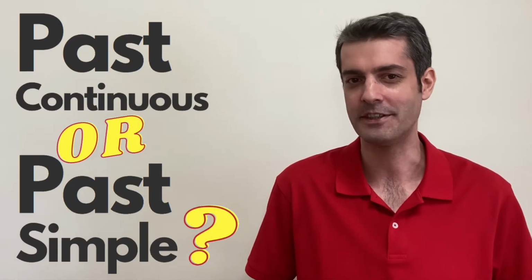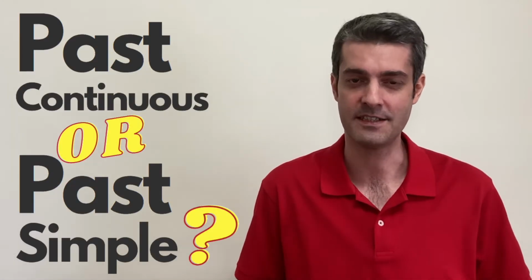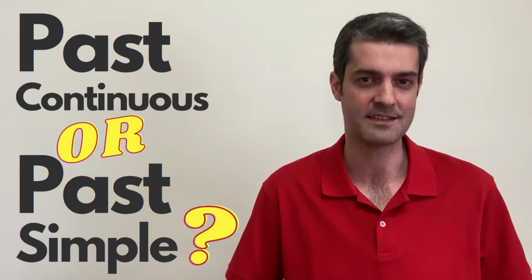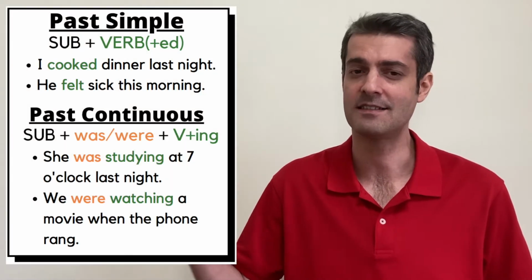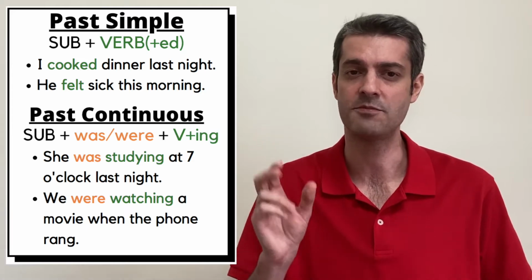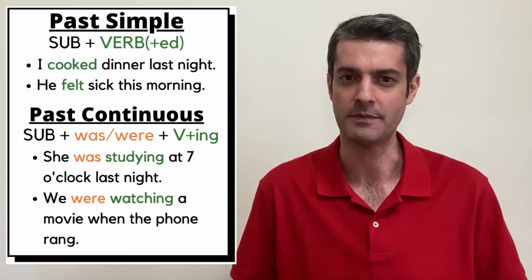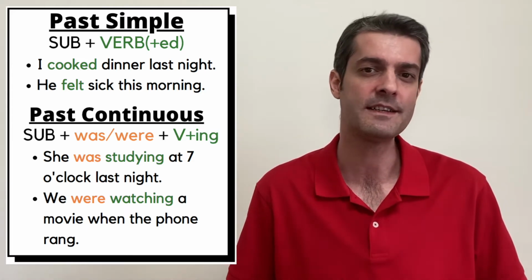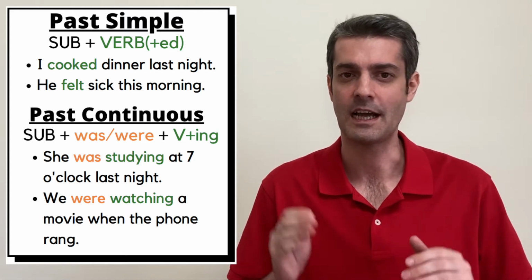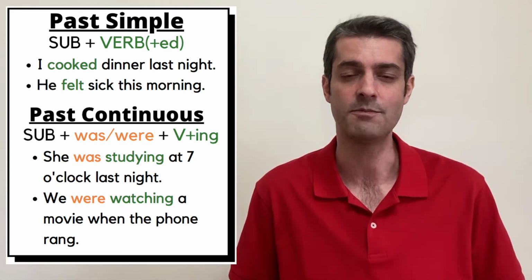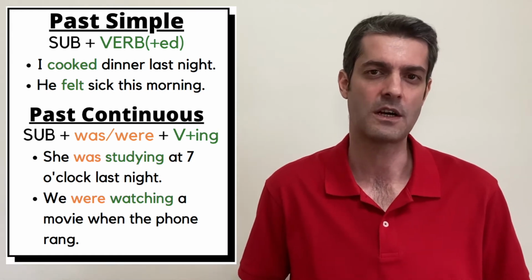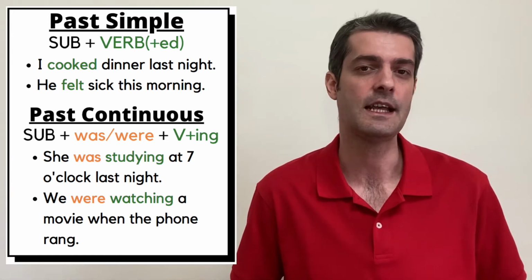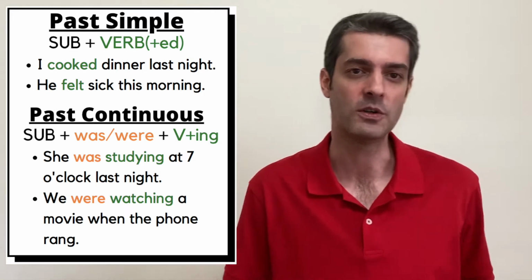In this video, we're going to compare when to use the past continuous tense and when to use the past simple tense. As a quick recap, we create past simple tense sentences using our subject and our past tense form of our verb. I go over regular verb endings, irregular verbs, how to create sentences and questions in parts 1 and 2 of this series. Two examples are, I cooked dinner last night and he felt sick this morning.